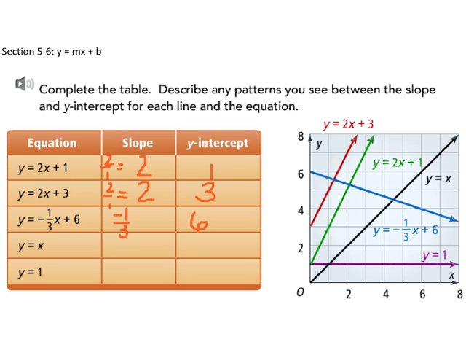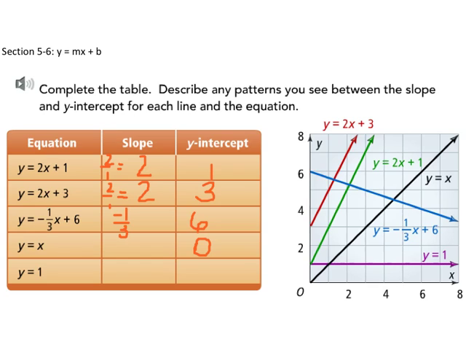The next line I look at is the black line here. That has the equation y equals x. So I'm going to look at where it crosses the y-axis. The y-axis crosses that black line at 0. So my y-intercept is 0.